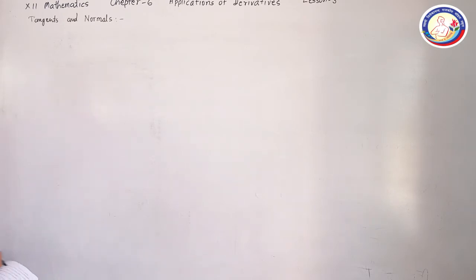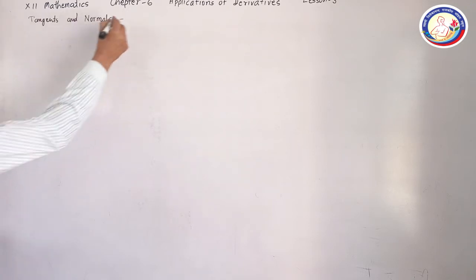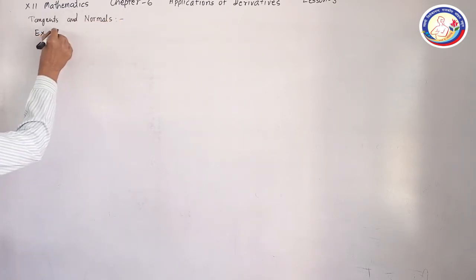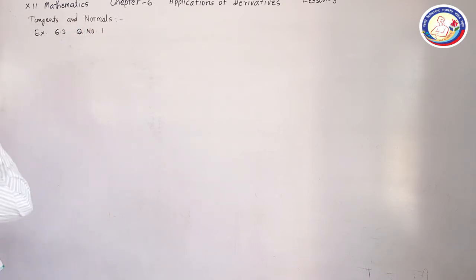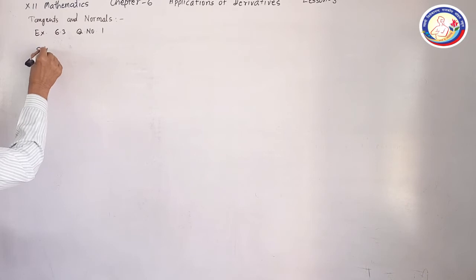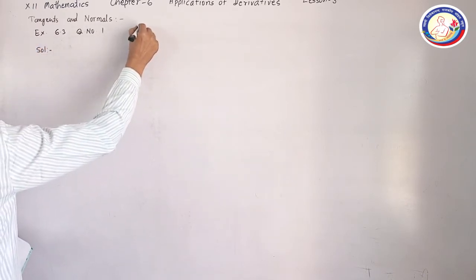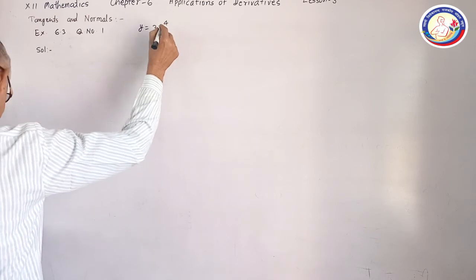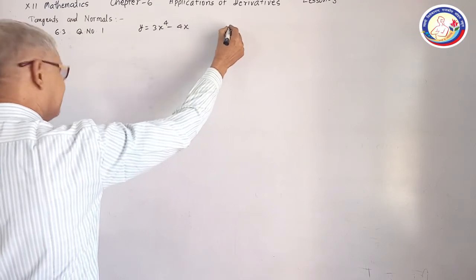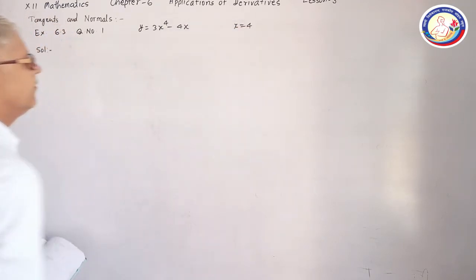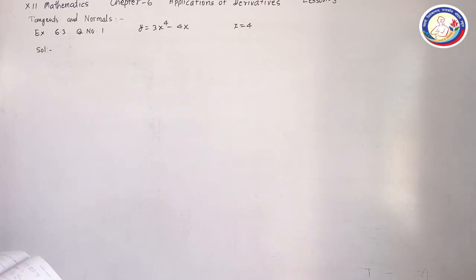I am taking question number 1, exercise 6.3, question number 1. We are asked to find the slope of the tangent to the curve. The curve is given by y equal to 3x raised to power 4 minus 4x. And we have to find the slope at which point? x equal to 4. We have to find the slope of the tangent at x equal to 4.